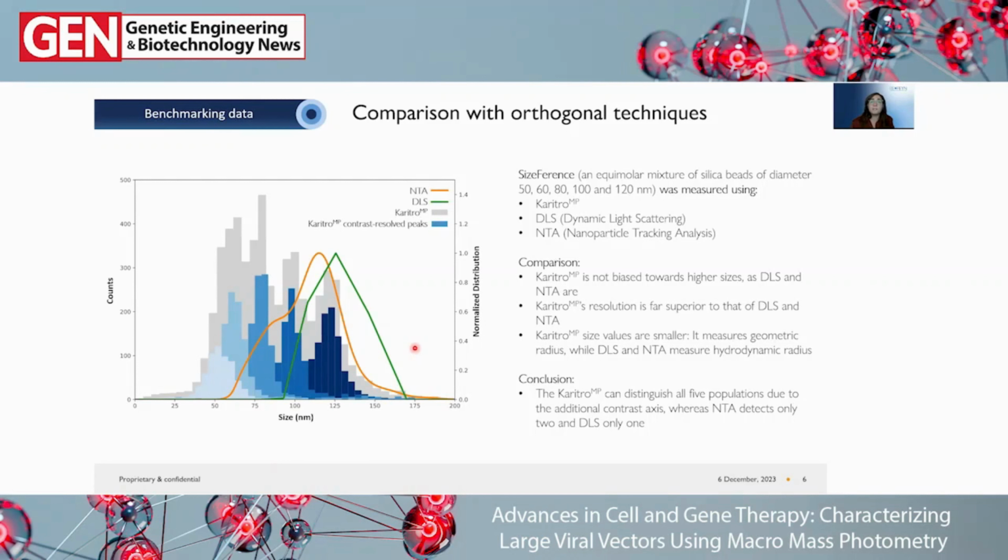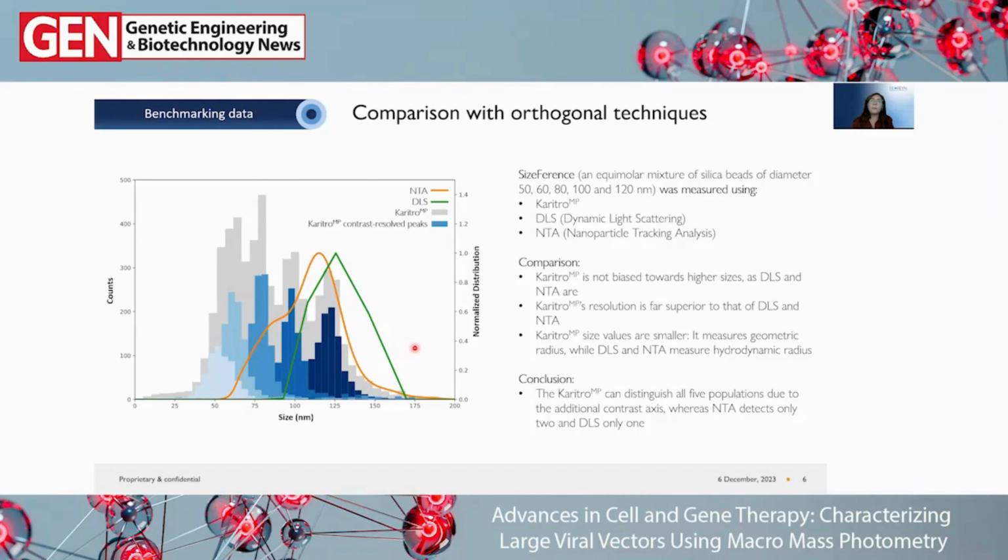So there are some differences between the various techniques. The first difference that you may observe is the fact that the data with NTA and DLS appear larger compared to what we measure with the KaritroMP. This is due to the fact that both NTA and DLS measure the hydrodynamic diameter, which takes into account the diameter of the particle, but also the hydration shell around this particle, which means the layer basically of solvent that is around it.